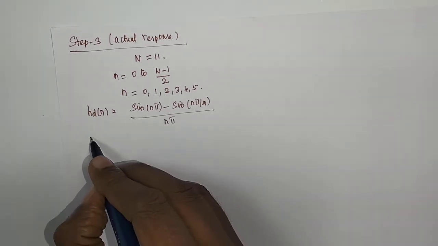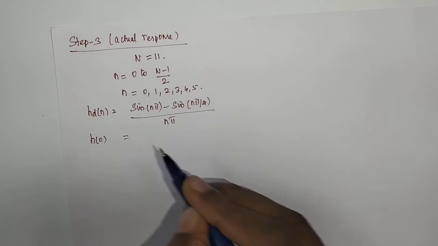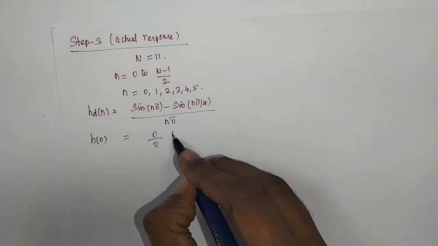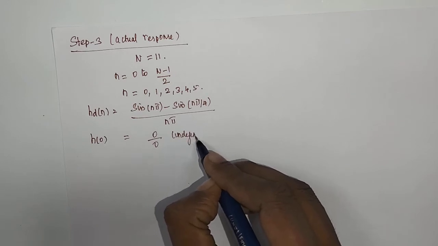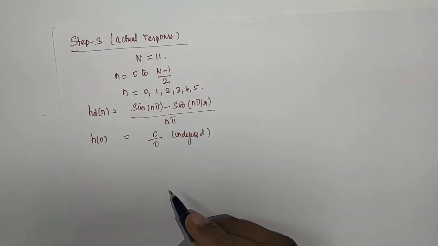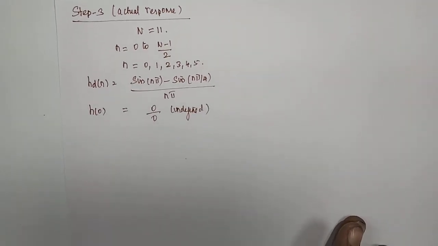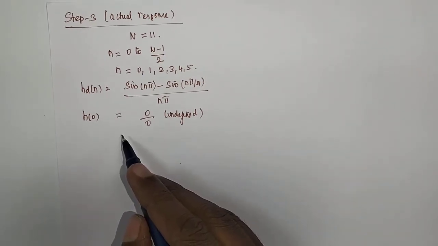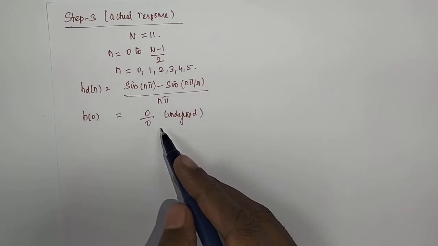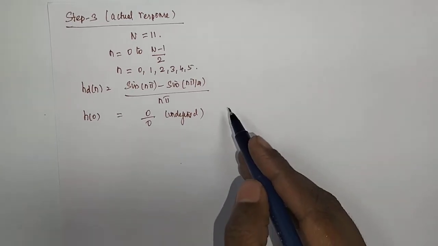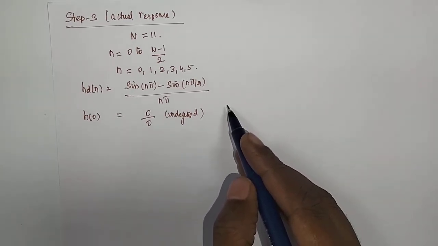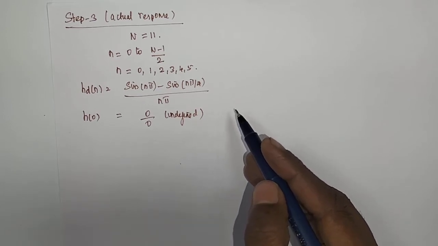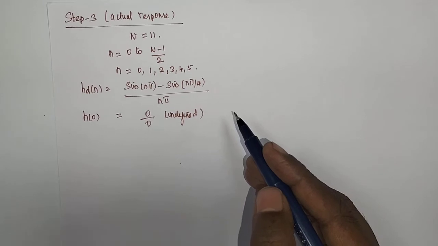Okay. First I am going to find h of 0. So 0 means 0 by 0. It is undefined. So I am applying the L'Hospital rule. There are two ways to find the value for n is equal to 0. That is applying the L'Hospital rule or applying the n value directly to the desired response in the integral form. From that you can easily find the value for h of 0.